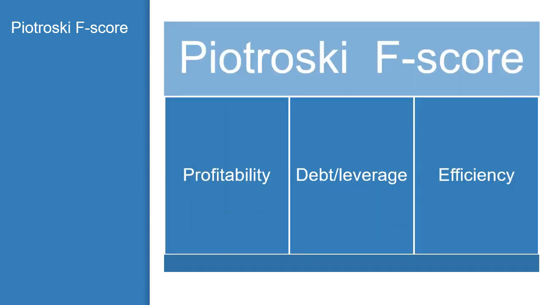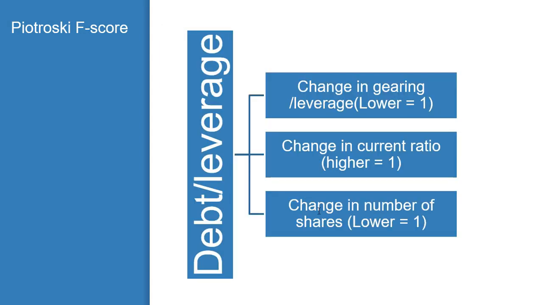So let's have a look at the middle part here, the debt and leverage. When we look at that, there are 3 potential points to be scored. First of all, Piotroski looked at change in gearing or leverage, meaning the debt compared to the assets of the company, and whether that was getting lower. That could of course be because they were lowering the debt, but also because they might have been able to enhance or inflate the total amount of assets without taking on any more debt.